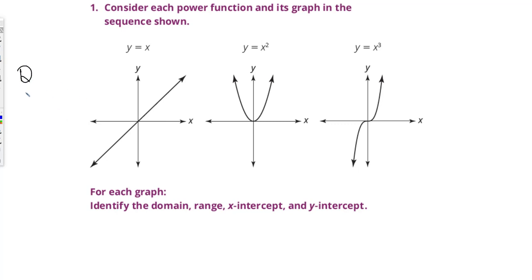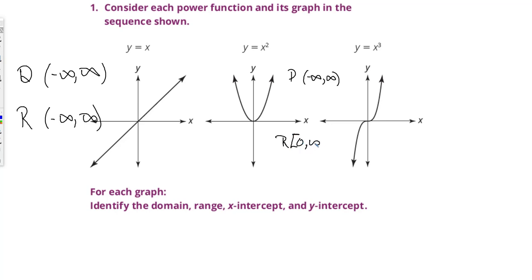So is that the case for all of these? No. Not the quadratic. The quadratic is the only one that doesn't have this set. What's different on the quadratic? The range. So the domain is still negative infinity to positive infinity. But the range is from, and this one, domain, we're back to that other set.